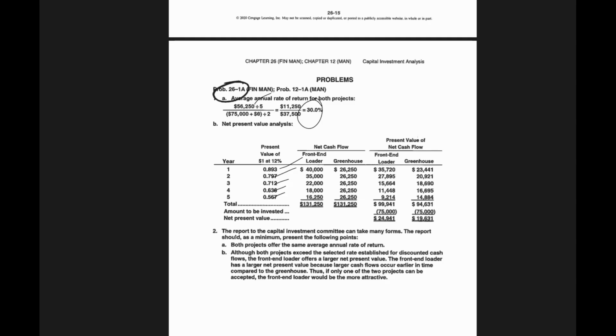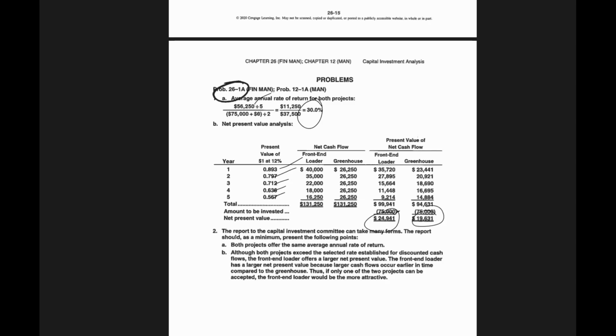So calculating the net present value for the front end loader after looking at the amount to be invested is $24,000. The greenhouse is $19,000. And I guess based on that, we would select the front end loader. And I think we've answered all the questions for problem 1A.